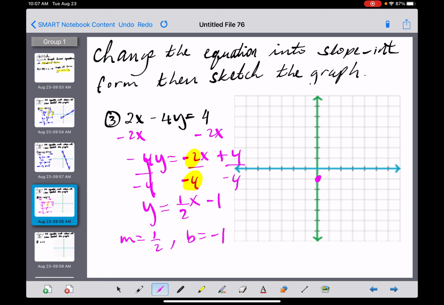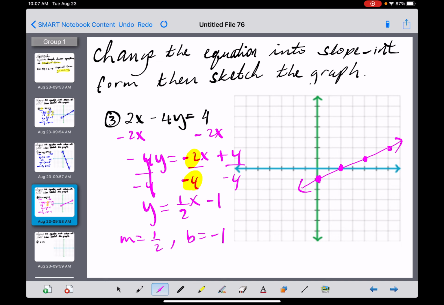So negative 1 is right here. 1/2, that means you go up 1 to the right 2, up 1 to the right 2, and so on. And then go back and erase those lines. We don't need those. Connect the dots, and we're done with number 3.